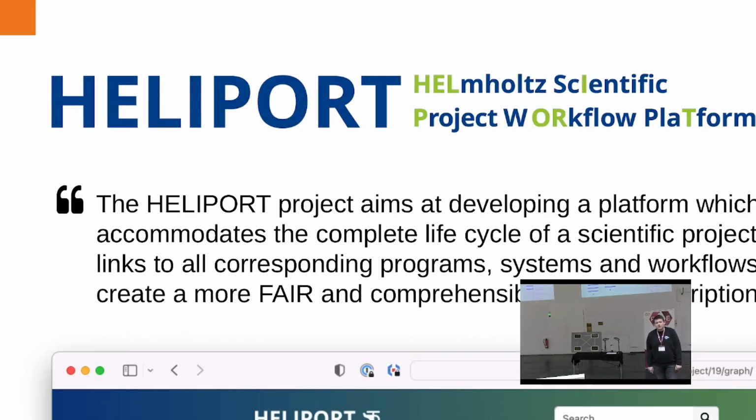Okay, so HELIPORT, I already said the term data management guidance system. We want to help guide researchers through the data management landscape that is provided at HZDR and help them figure out which systems and tools exist and which they can use. This was an HMC project from the Helmholtz Metadata Collaboration, so this was a nice metadata topic that was funded by them.